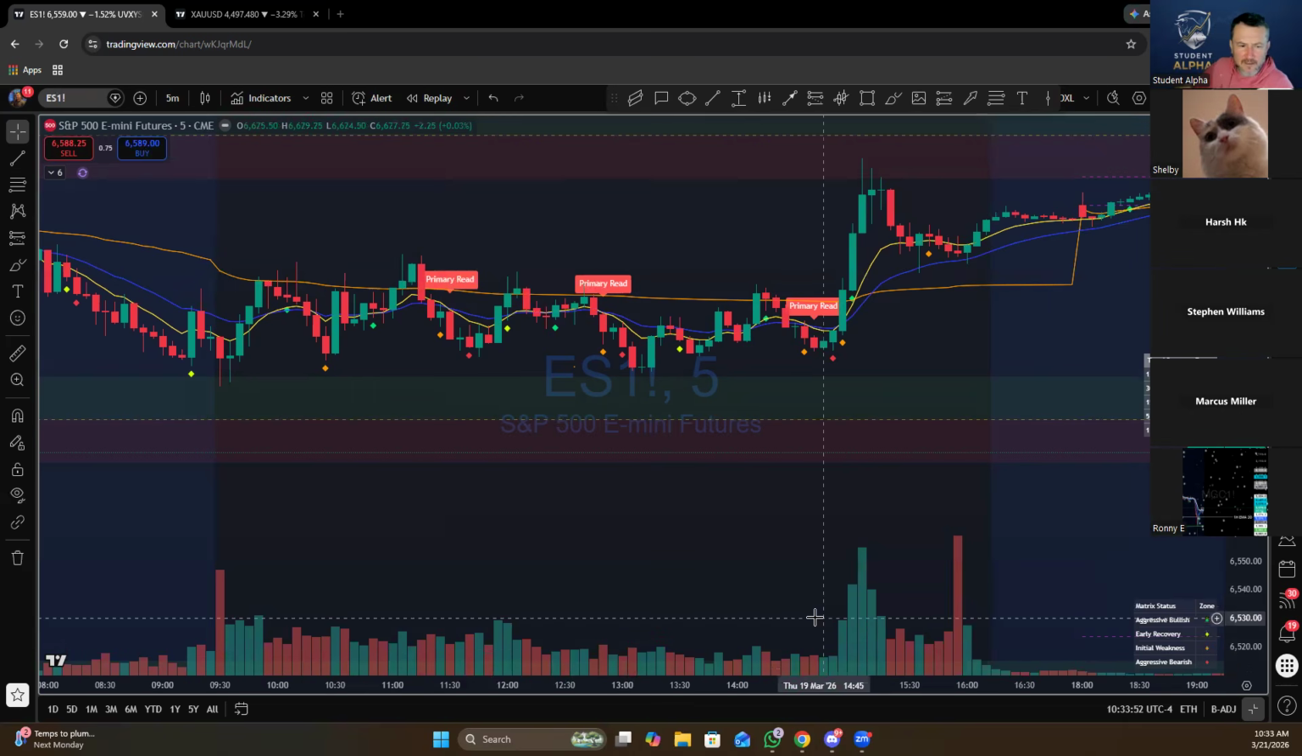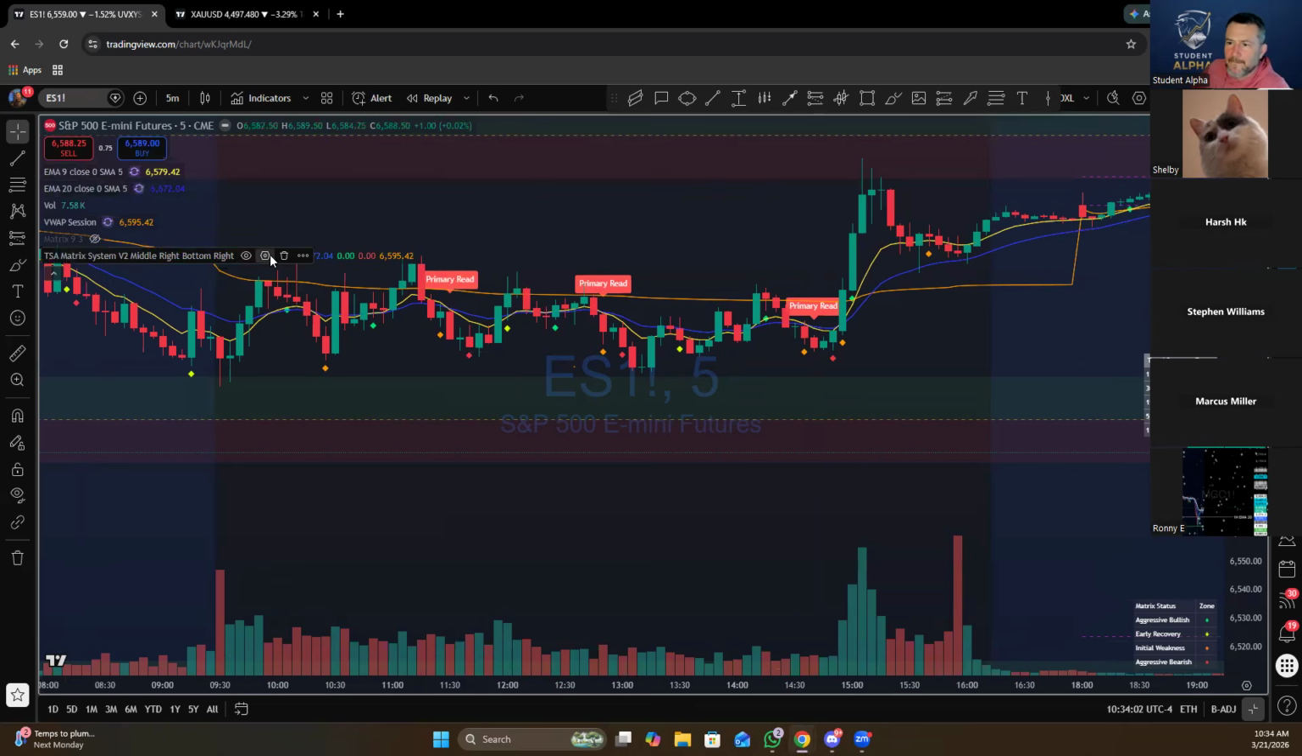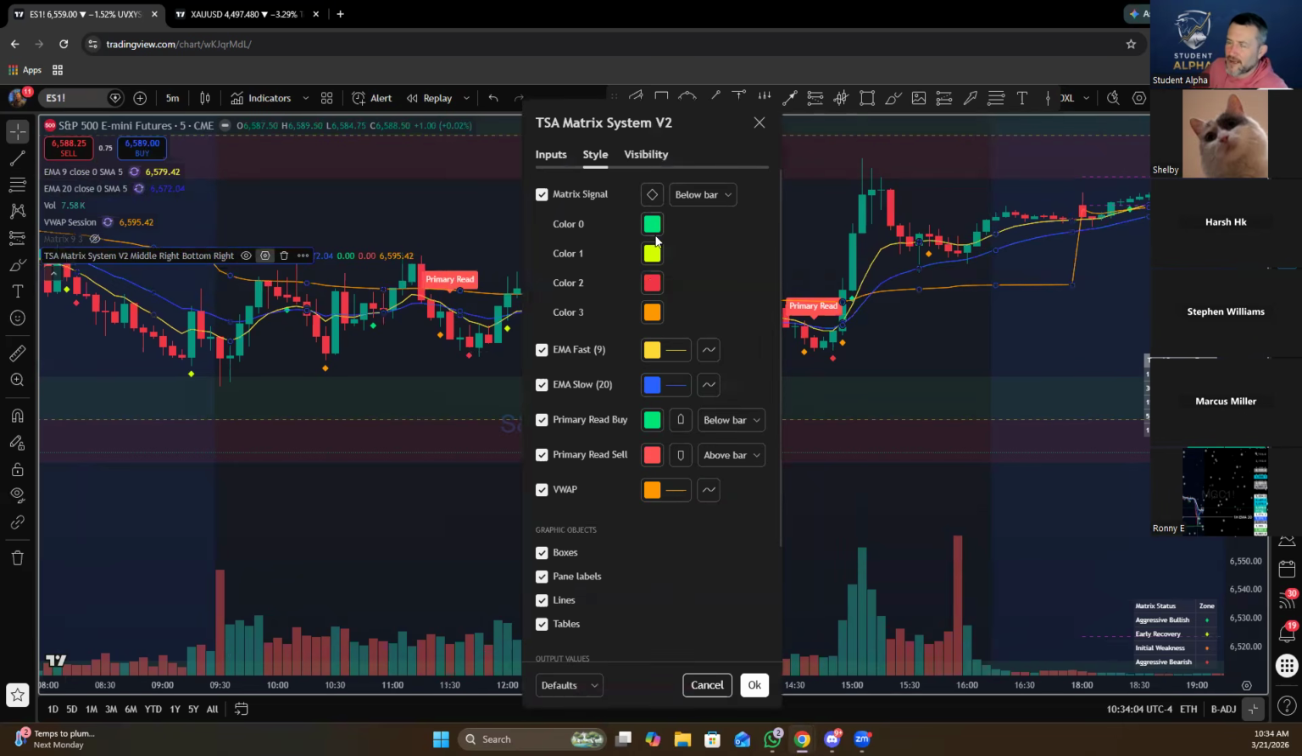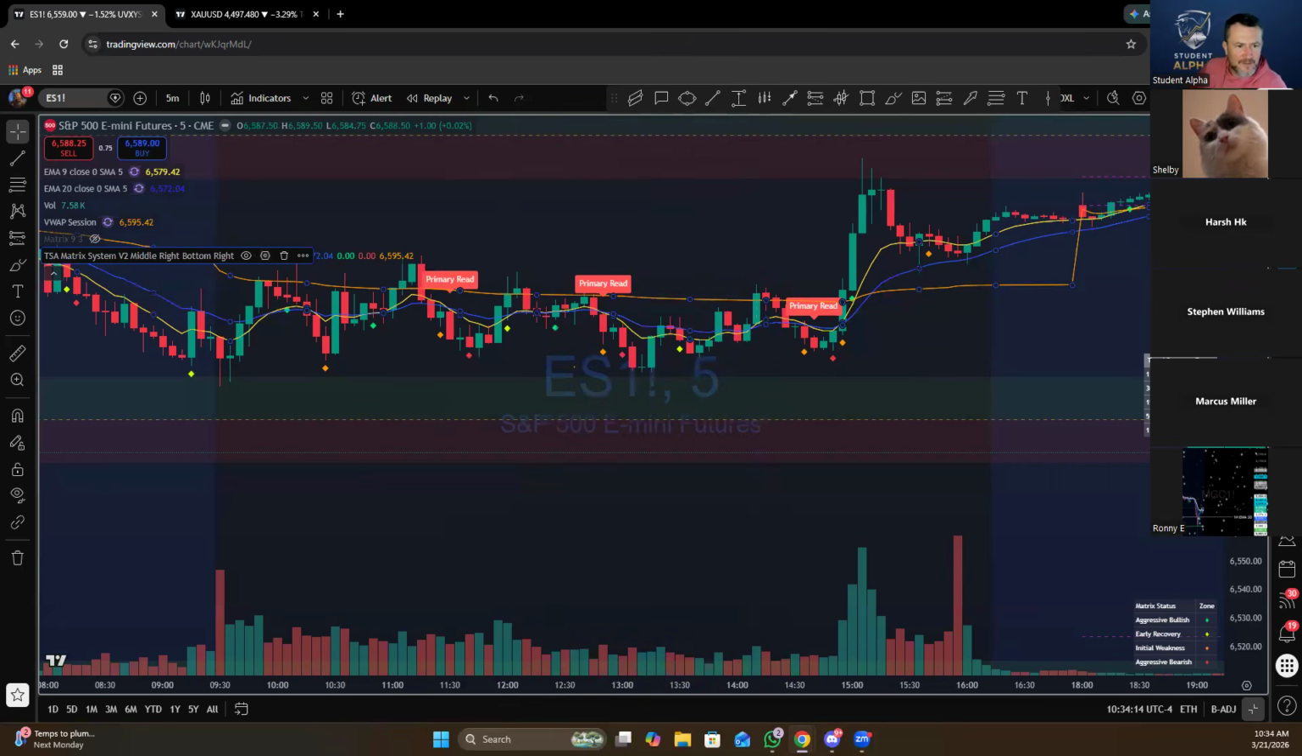You could actually adjust the colors. Isn't that right, Harsh? Yeah, you can definitely adjust it from your settings. So if you click on settings, over here, yep, click on settings, and then here you go to style. Yeah, you can change it. So if you have a color blindness issue with those colors, you can change them to a gradient that works for you guys.